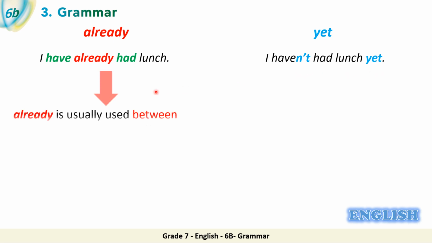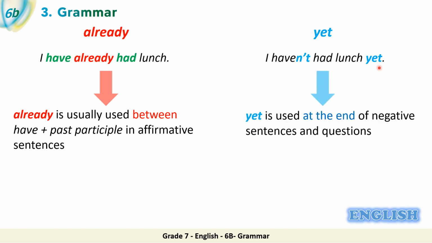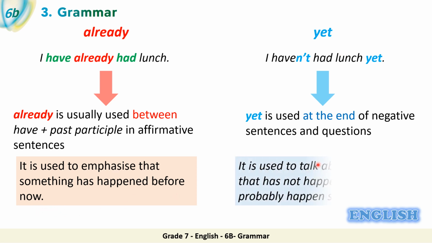Now, already is usually used between have and the past participle in affirmative sentences. So the sentence is in the affirmative form, while yet is used at the end of the negative sentence and questions. So that's a big difference. Now let's talk about the use of each one of them. With already, it is used to emphasize that something has happened before now, while with yet, it is used to talk about something that has not happened yet, but will probably happen soon. And that's a big difference.